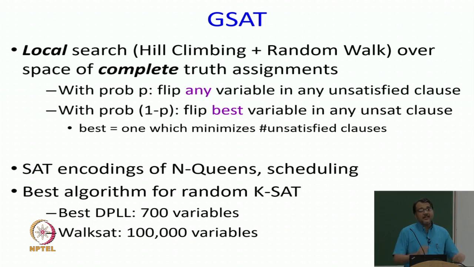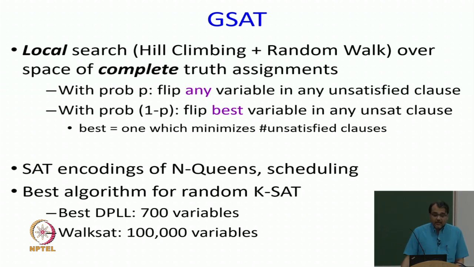It will take a full assignment. It will change some variables. That would be a neighborhood function. You want to have an objective function, so that will be how many clauses are satisfied and how many clauses are unsatisfied. And you will use some kind of hill climbing with random walk, or hill climbing with random restart, or something like that. So with random walk, it would be something like, with probability P, flip any random variable in an unsatisfied clause. With probability 1 minus P, pick the best variable in an unsatisfied clause, where best would be defined as one which minimizes the number of unsatisfied clauses.